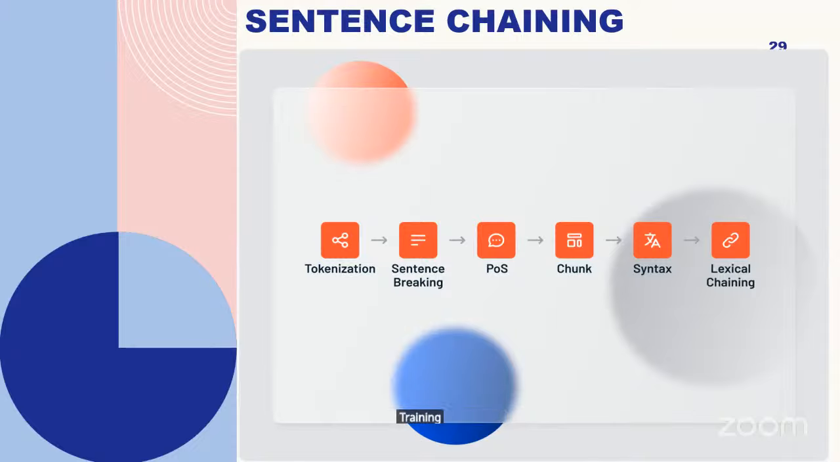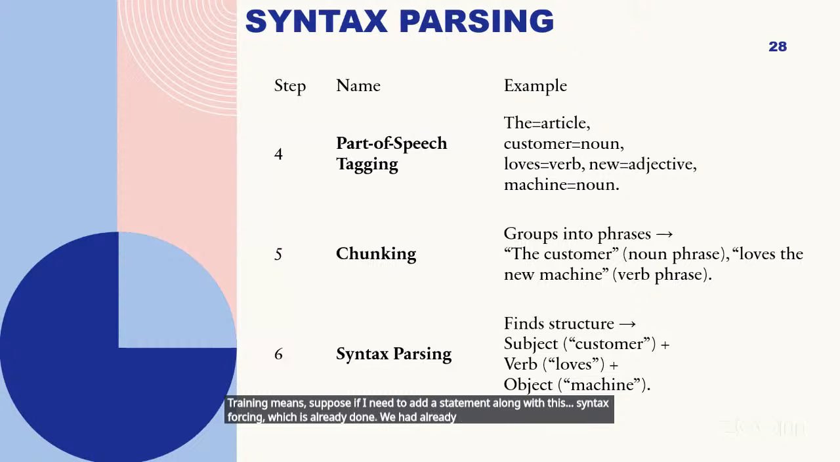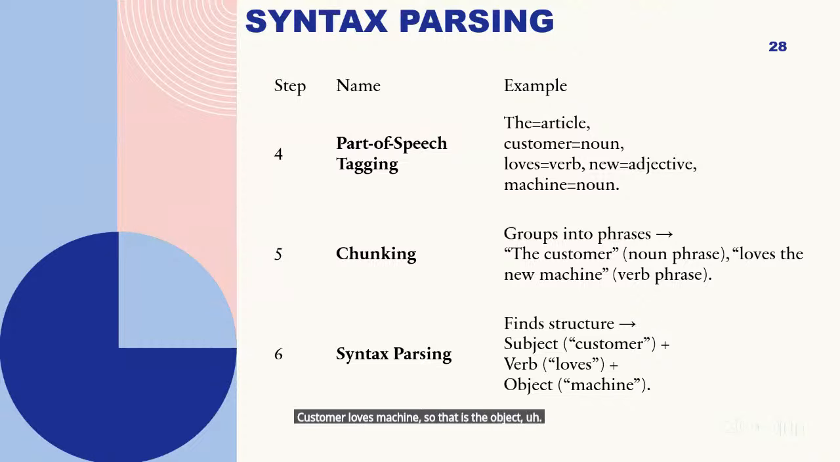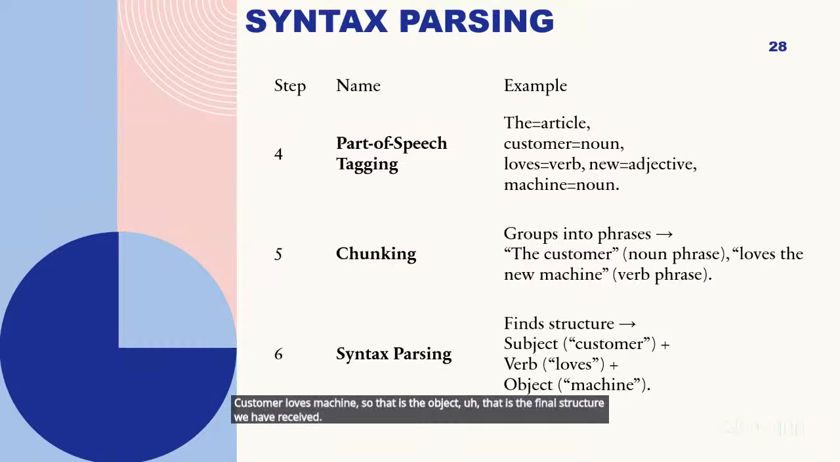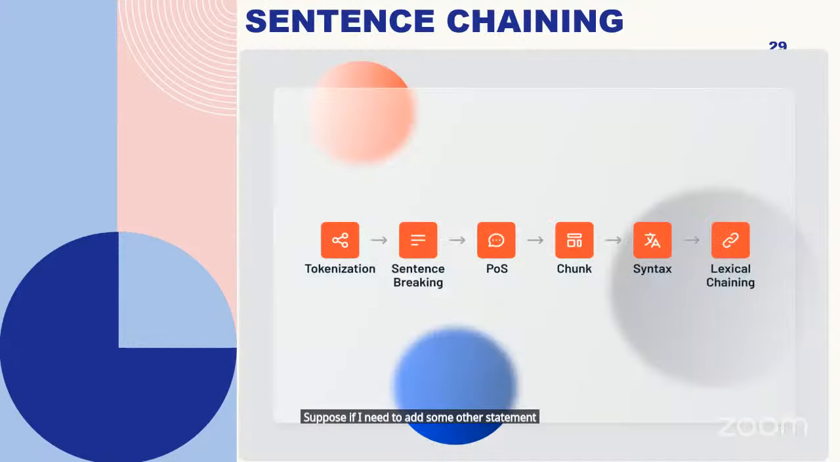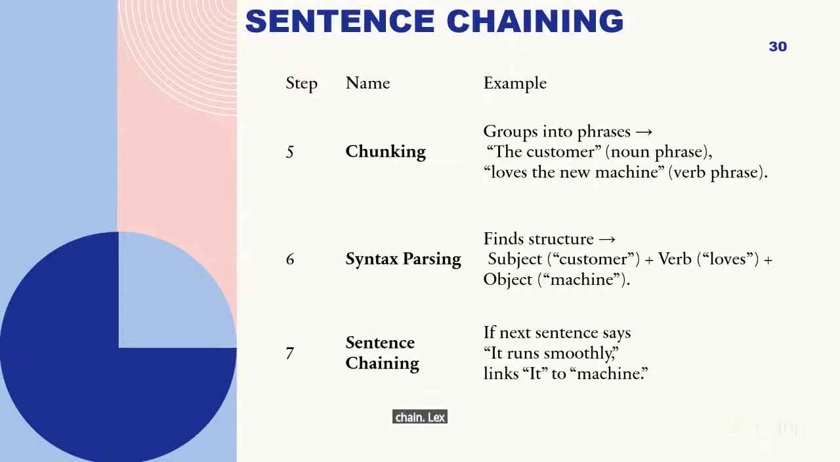Then we have chaining at the end. Chaining means, suppose I need to add a statement along with this syntax parsing, which is already done. We had already received a statement here: subject, verb, object, customer loves machine. That is the final structure we have received. Suppose I need to add some other statement along with that, then it will be chained along with that. You will call it sentence chaining, lexical chaining. For example, I have taken it runs smoothly. Then it links to machine. Machine runs smoothly will be the result of this sentence chaining.